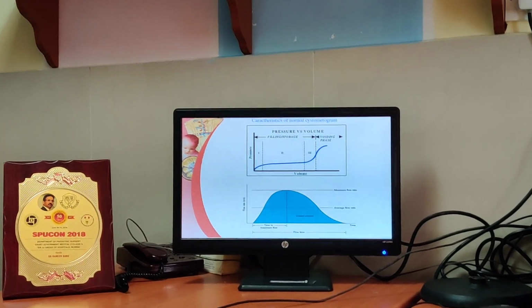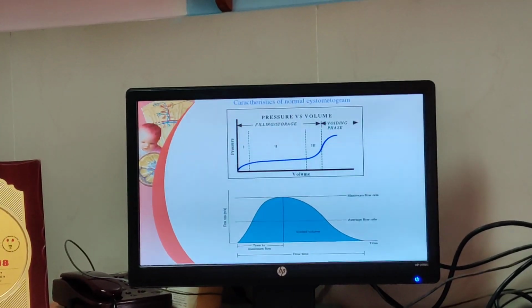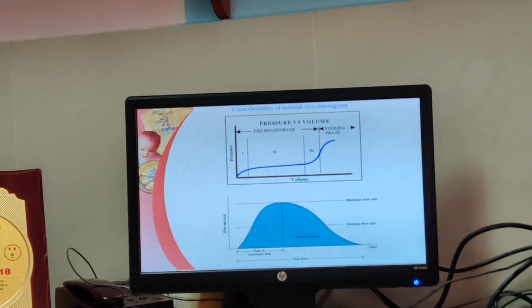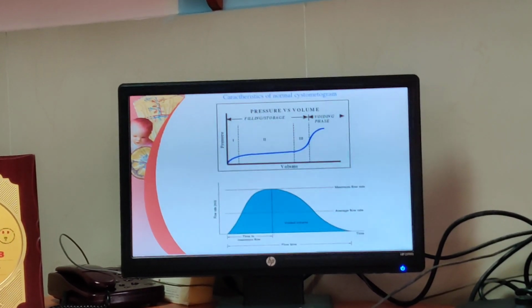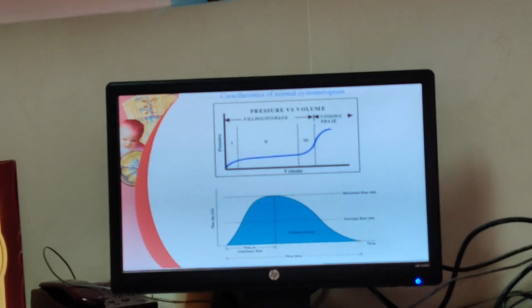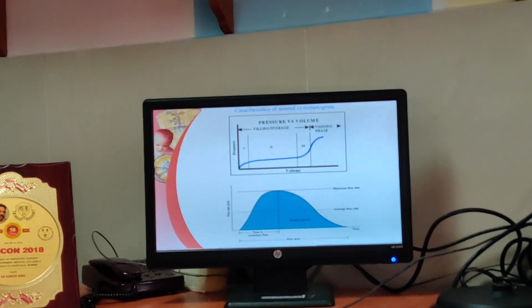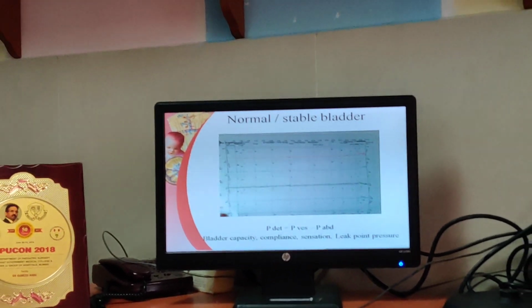So, the characteristics of the urodynamic curve: the top curve shows a typical urodynamic curve which remains at a stable pressure until the voiding, and then at the end of the voiding the bladder pressure goes up. The bottom curve shows the uroflow, which is a typical bell-shaped curve, and this is a normal uroflow. So that is a normal, stable bladder.